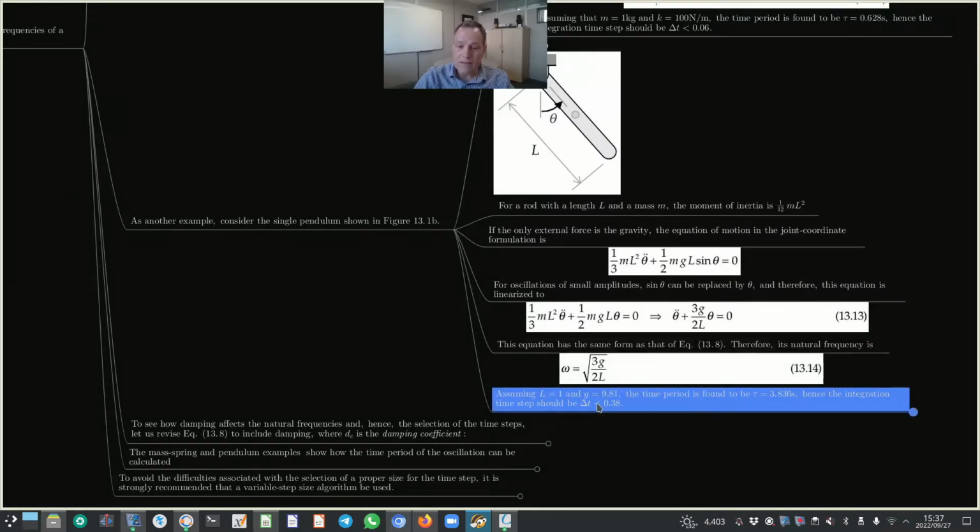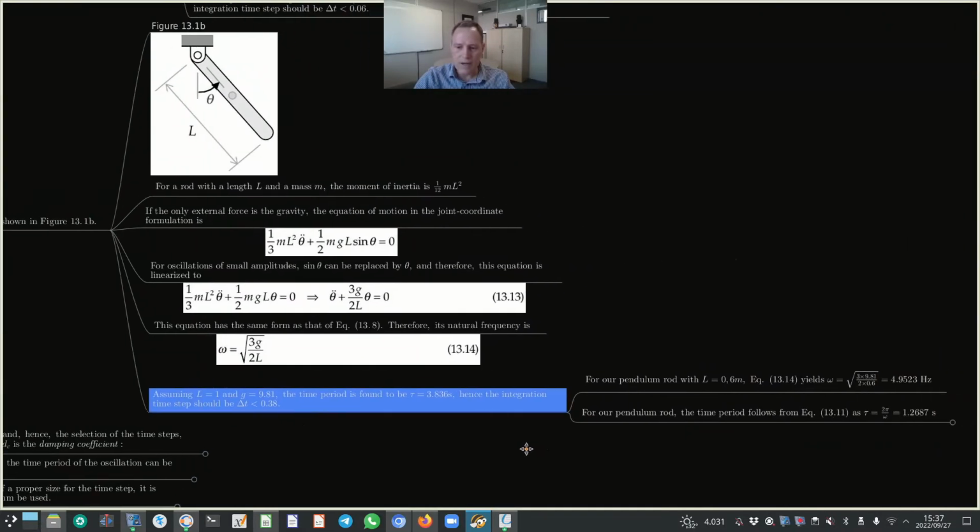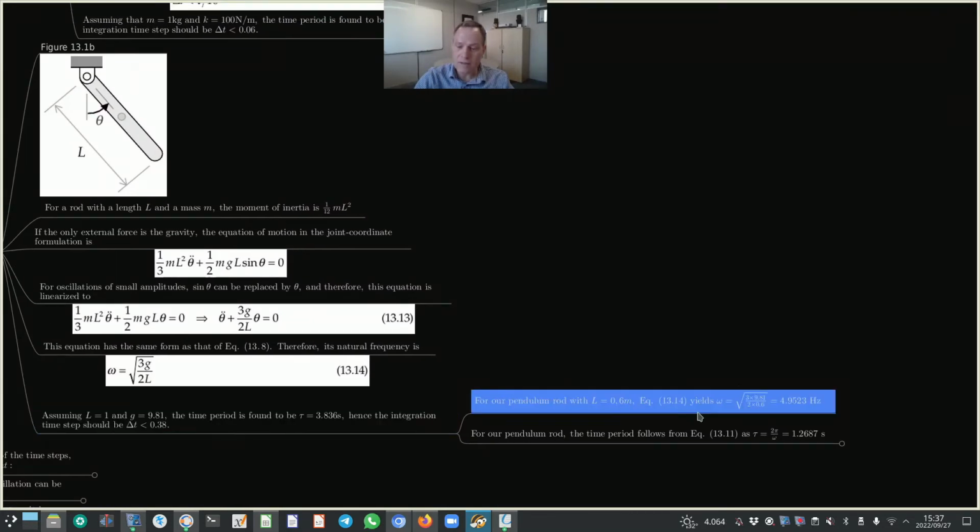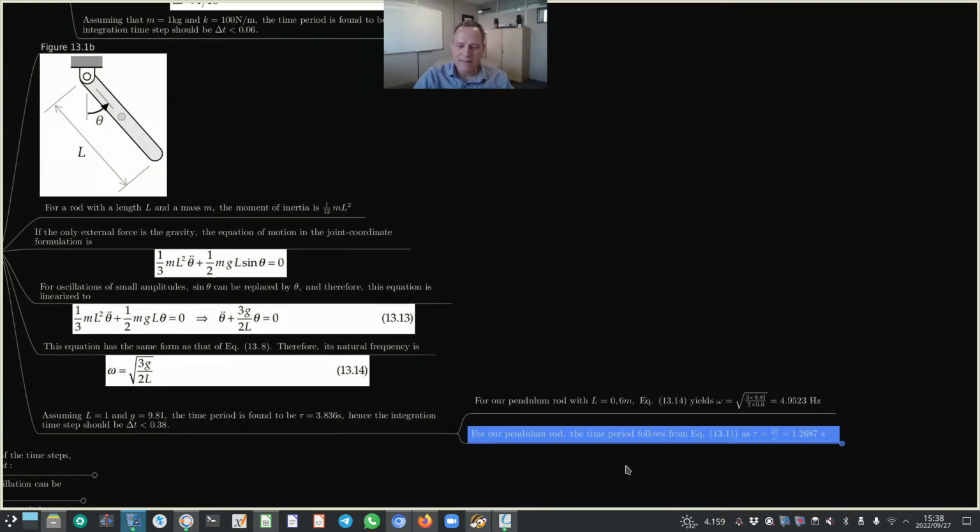Now, assuming that L is 1 and gravitational acceleration is 9.81 meter per second square, L is obviously also in meter. The time period is found to be 3.836 seconds, hence the integration time step should be delta t less than 0.38, which is 1/10 of tau. Alright, so for our pendulum rod, we have a length of 0.6 meter, and therefore equation 13.14 yields for the natural frequency being 4.95 Hertz.